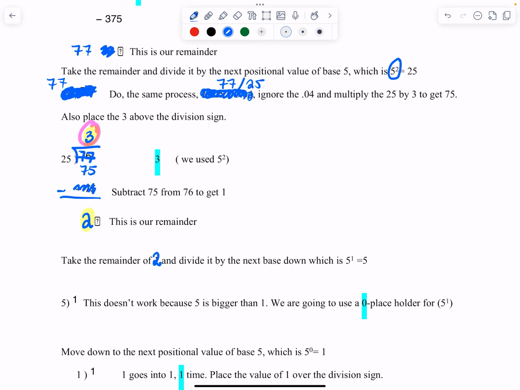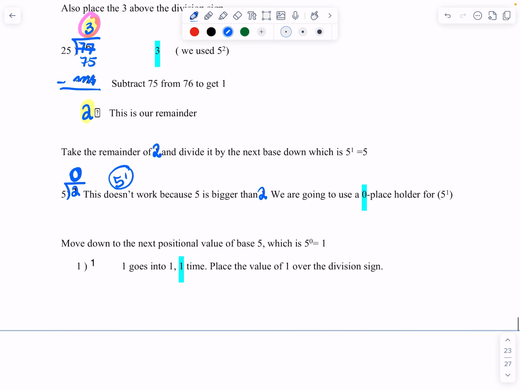to the first. Okay, 2 divided by 5 doesn't work. You're going to get a fraction. Okay, so 5's too big. It's bigger than 2. So when that happens, you have to place a 0 in it, and you just drop down to the next positional base. So 5 to the 0 is 1. So now I'm going to take 2 divided by 1, which is 2.